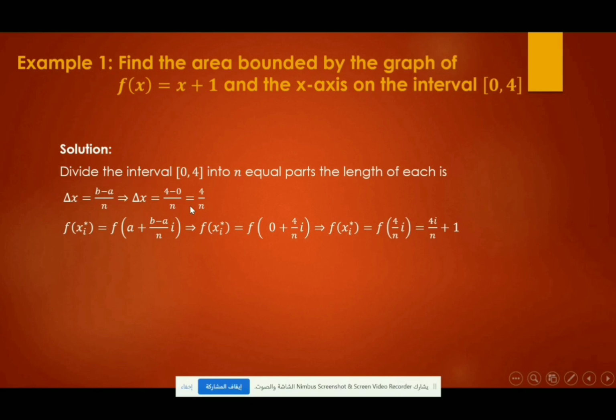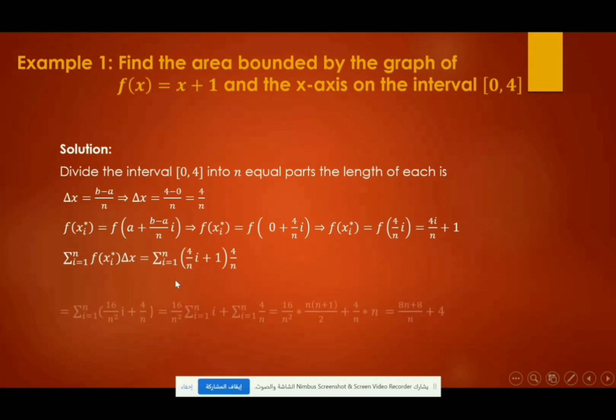The next step, we need to multiply them by each other and add all the rectangles to get the sum of the areas of the rectangles, by writing the summation of i from 1 to n for the length, 4i over n plus 1, multiplied by the width, 4 over n. Length by the width, multiply, then add them all to get the sum of all the rectangles.